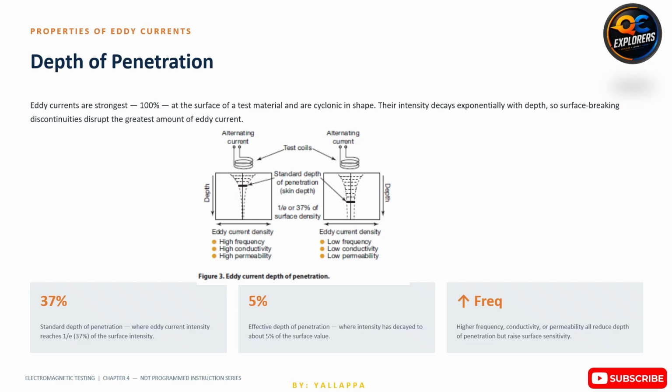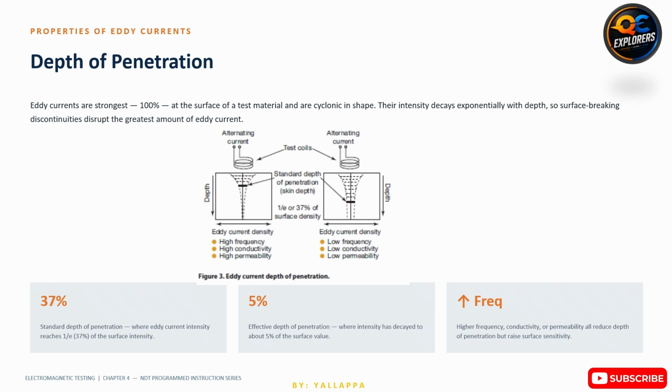Imagine dropping a stone into calm water. The ripples are strongest where the stone enters the water and gradually weaken as they spread outward. Eddy currents behave in a similar manner, except they decay beneath the material surface rather than across the surface. The slide identifies two important penetration depths. The first is the standard depth of penetration, where the eddy current intensity has decreased to approximately 37%, or 1/e, of its original surface value. This is a standard engineering reference used in electromagnetic testing.